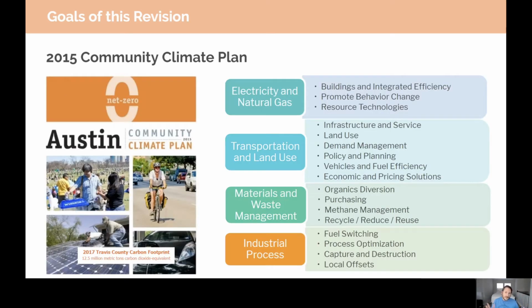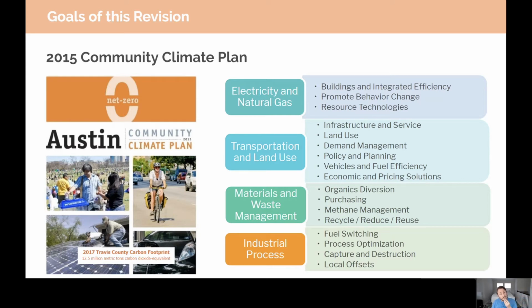If you've ever heard of the Austin Community Climate Plan before, if you've seen the cover, this is what it is. It's a pretty long document. It's got over 130 some actions in it. It has these 4 focus areas: electricity and natural gas, transportation and land use, materials and waste management, and industrial process. So it is pretty high level. It has lots and lots of actions, and we've done annual reporting on this plan in terms of progress of implementation, and there's been varying degrees of success.